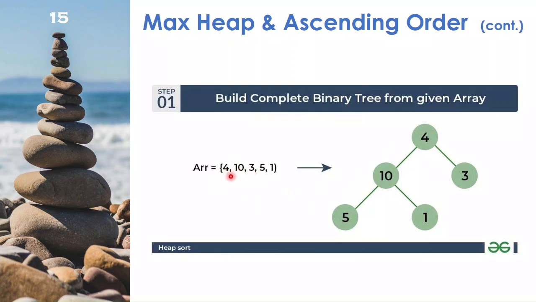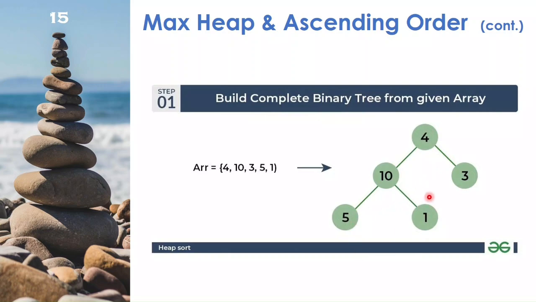We talked about this with the array representation of a tree, right? So this is an array. This is how we can represent it as a tree. So this is a 4, and these 10 and 3 are its children, and then these 5 and 1 are children of 10. You can clearly see, right? We talked about this, the tree representation of an array, or we can take an array and represent it as a complete binary tree.